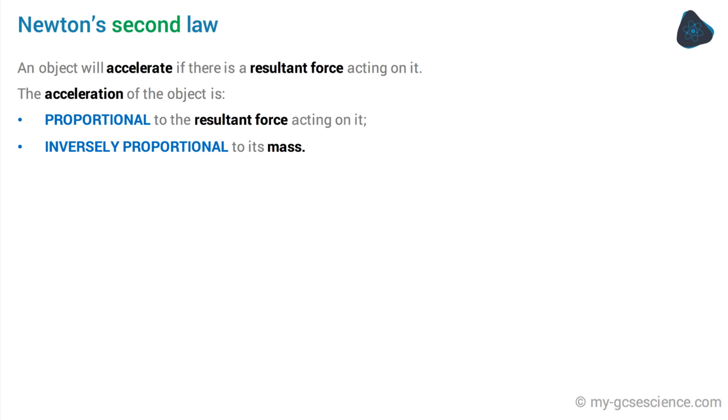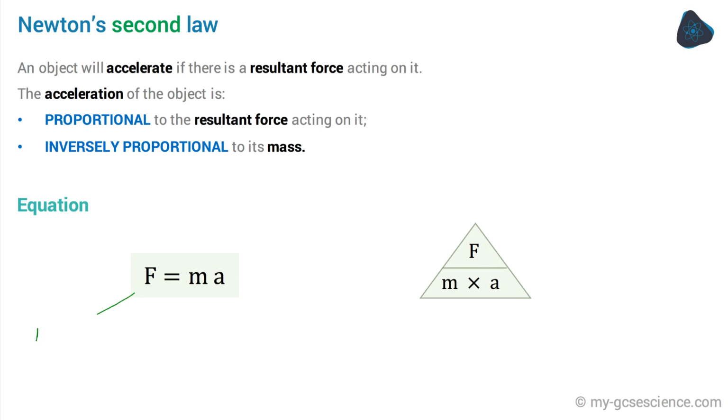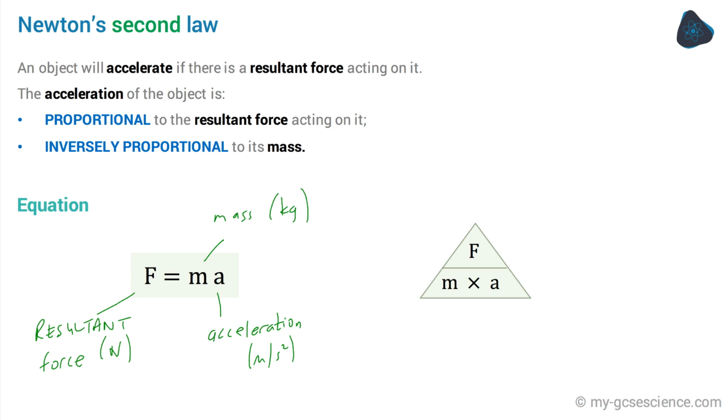No doubt you're delighted to hear that there's an equation to go with Newton's second law, and it looks like this: F equals ma. F here stands for the resultant, or the unbalanced force acting on the object, which is measured in newtons. M is the mass of the object in kilograms, and a is its acceleration in meters per second squared.